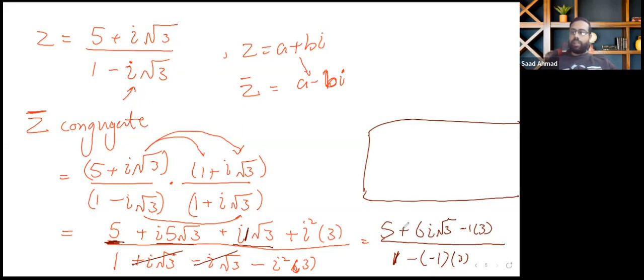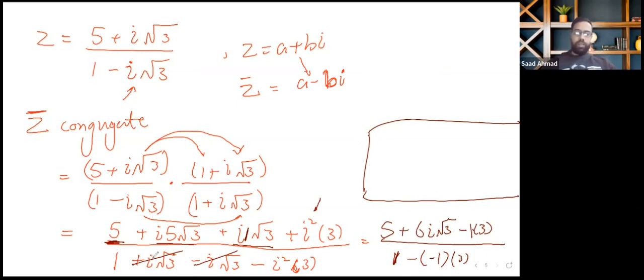So we can add them. So 5 plus 1 will be 6, 6I square root 3. And then I square, its value is minus 1. So it becomes minus 1, right? Here it is. Minus 1, or you can just leave it as minus. It's the same thing. So minus 1 times 3 or just minus times 3, that's the same thing.